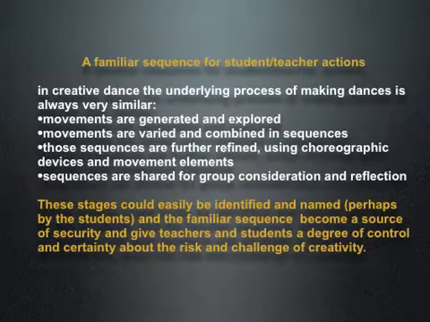Familiar sequence for student-teacher actions, as in the explicit teaching model, I do, we do, you do. In the creative dance, we often go through very similar processes each time, as in movements are generated and explored, then varied and combined in sequences, in groups. Those sequences then further refined using different choreographic devices such as repetition, canon, and then we share, and then we consider, and we reflect. I'm suggesting that those stages, rather than being named by the teacher already, are identified by students and named by them.